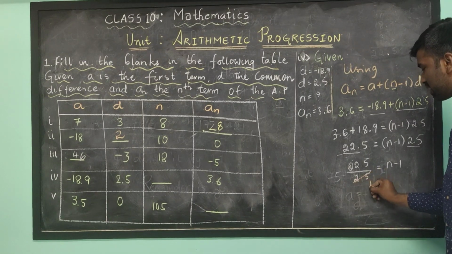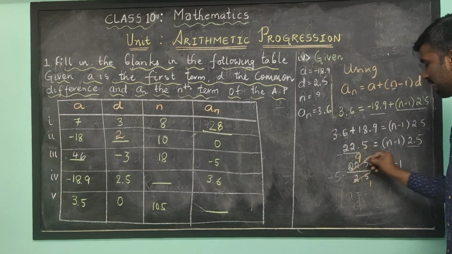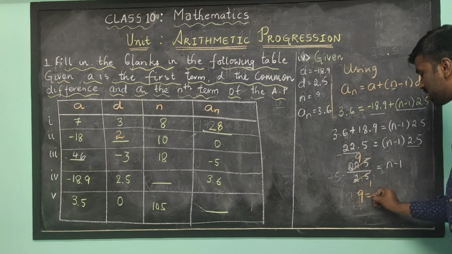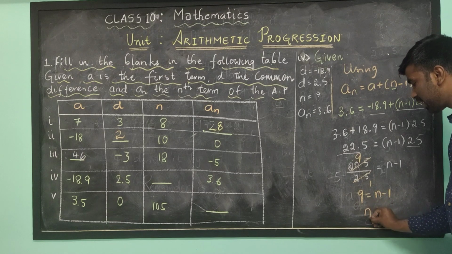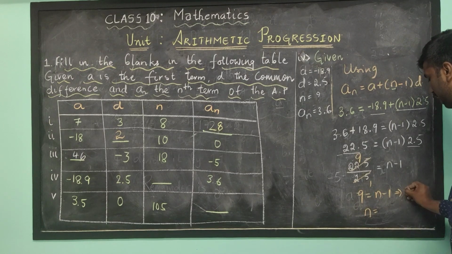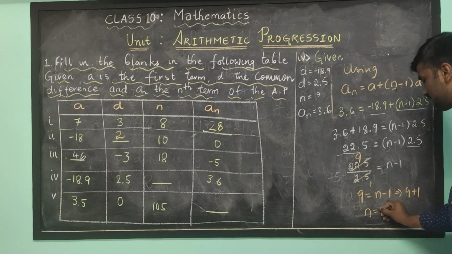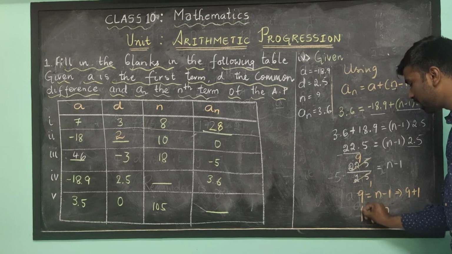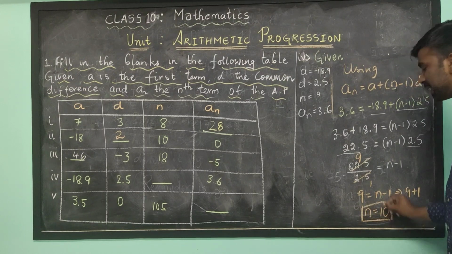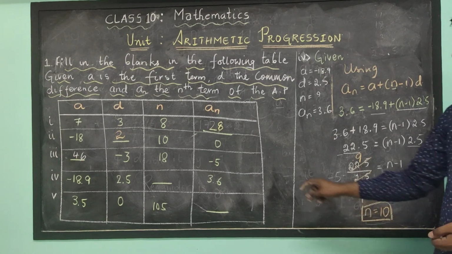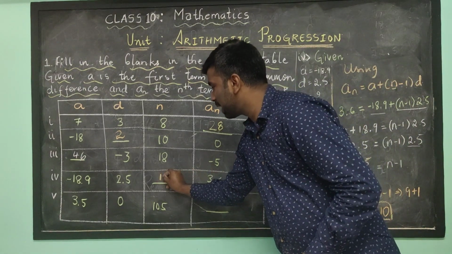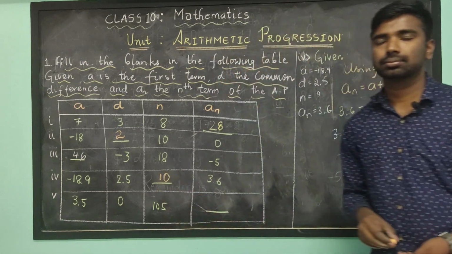Now 25 ones are 25, 25 nines are 225. We get 9 equals n minus 1. Now shift this minus 1 to RHS, it becomes n equals 9 plus 1, which is equal to 10. Therefore, value of n is 10. Now, n equals 10, we'll fill in this table.